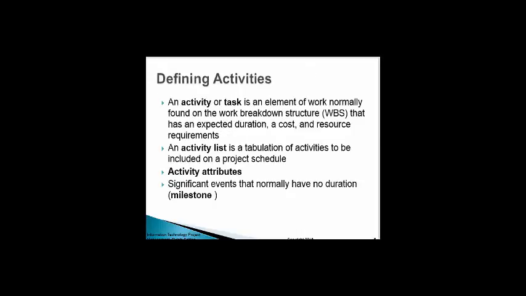And then we'll need to define the activities, which involves identifying specific actions that will produce the deliverable. And the outputs of this process include an activity list, activity attributes, a milestone list, and a project management plan update.